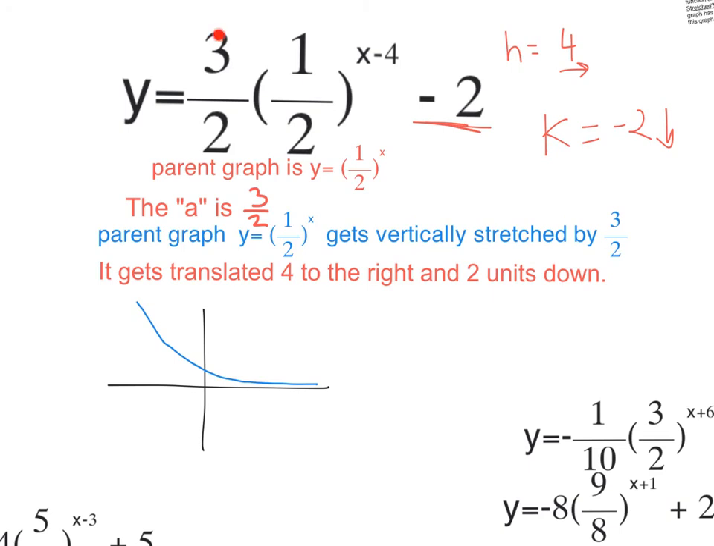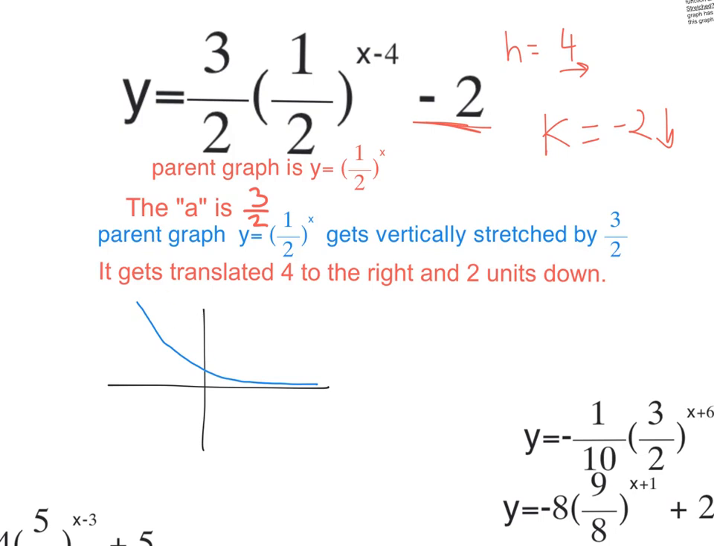But it does get stretched. How do I know it's stretched? Because the a value is greater than 1. If it were less than 1, it would get compressed. So what does stretched mean when it comes to this blue graph? Stretched means that it gets a little bit narrower, right? It gets a little bit steeper, okay? And if it were compressed, a vertical compression makes it a little bit closer to the x-axis, so it's a little wider. So because this is greater than 1, it gets a little stretched.